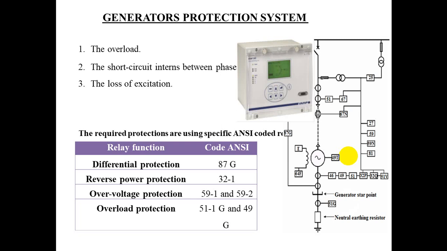Protection against prime mover failure. If the prime mover fails to supply mechanical energy, the generator will continue to rotate in motoring mode. That means it takes electrical energy from the system instead of supplying it to the system.